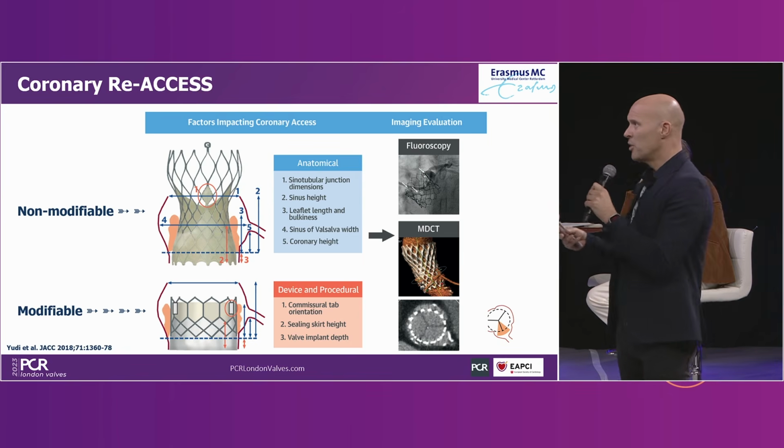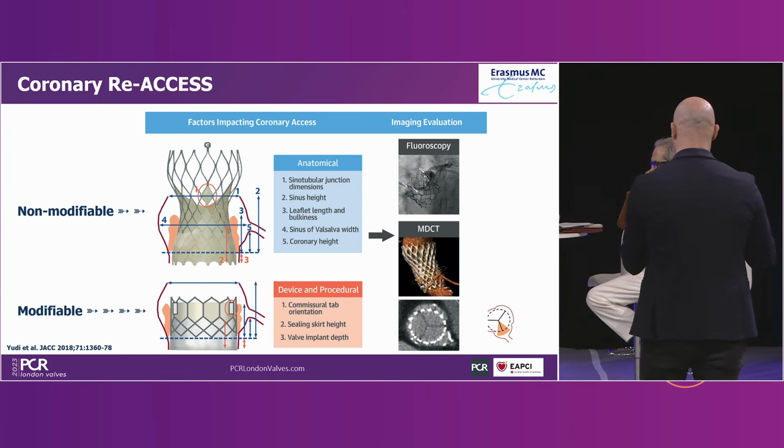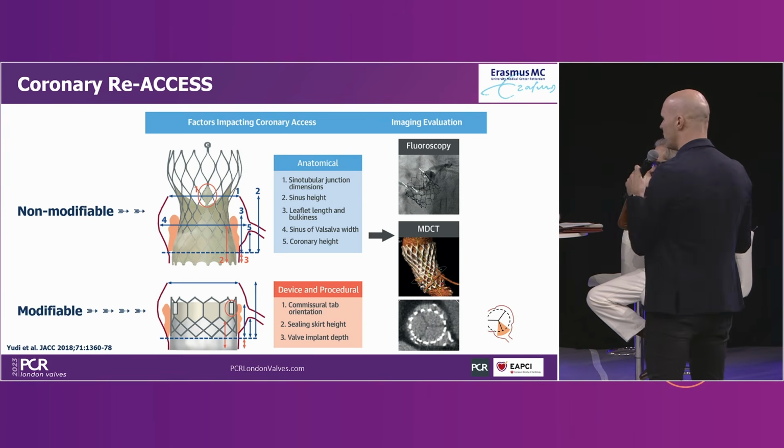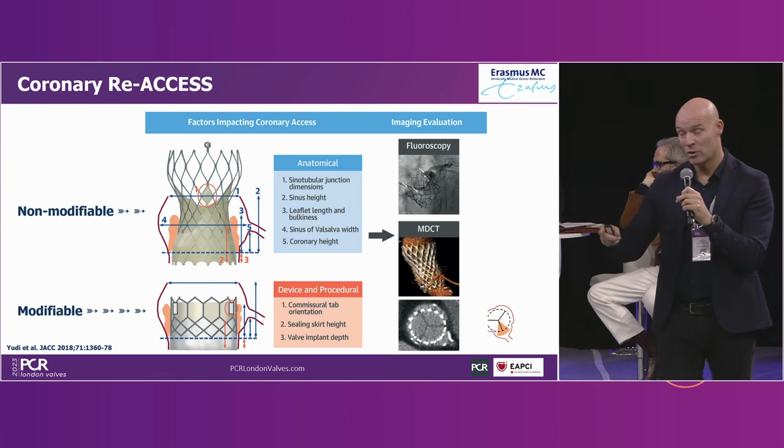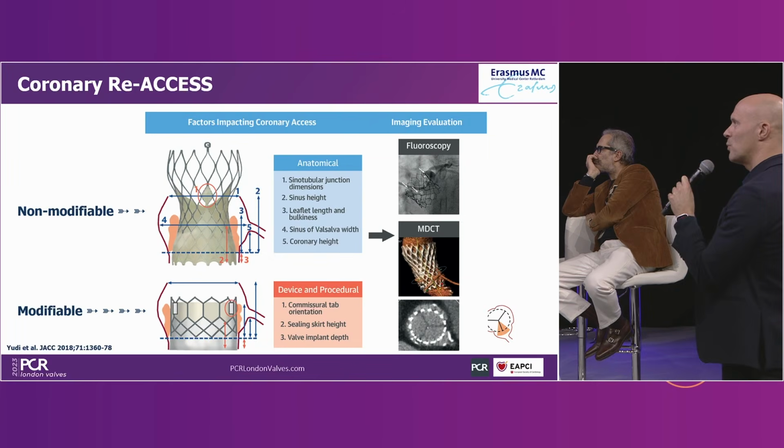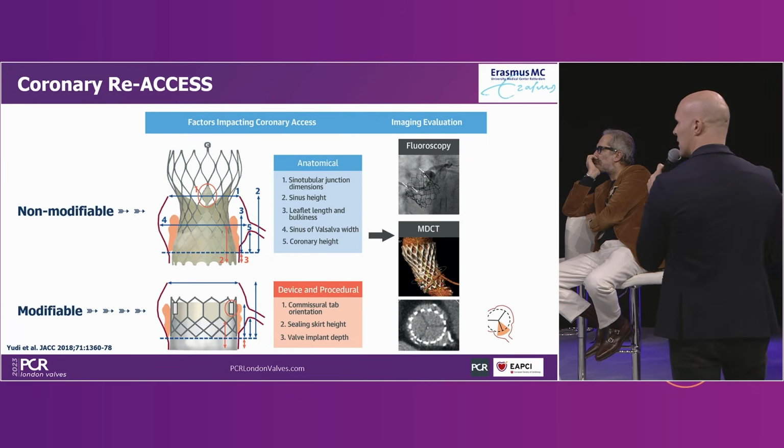And then there are also the modifiable, the easier things that you can affect as you are implanting your valve. You don't want to have a deep implant or a very high implant. It depends on the anatomy. Sometimes you want to go a little bit deeper if you have a lower coronary takeoff, but in principle, you need to balance the risk for pacemakers with deeper implants with the risk for coronary obstruction. In principle, once the coronary ostia are 10 millimeters or higher, not much of a problem. If it's lower, that's where you have to think about that particular issue.